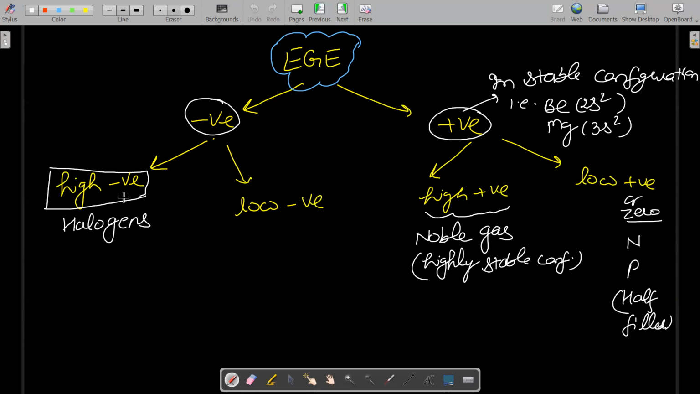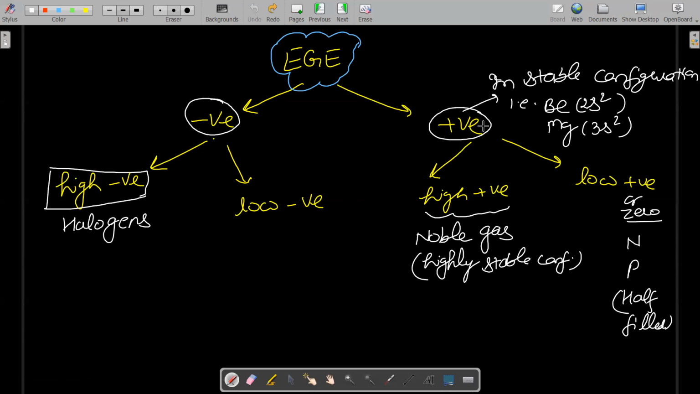So when will electron gain enthalpy be highly negative? Basically it is highly negative in the case of the halogen group, that is fluorine, chlorine, bromine, iodine. Because in halogens, the valence electron count is 7. So there is an ease of gaining 1 electron to attain stability. So this is the reason halogens have a high negative electron gain enthalpy value.